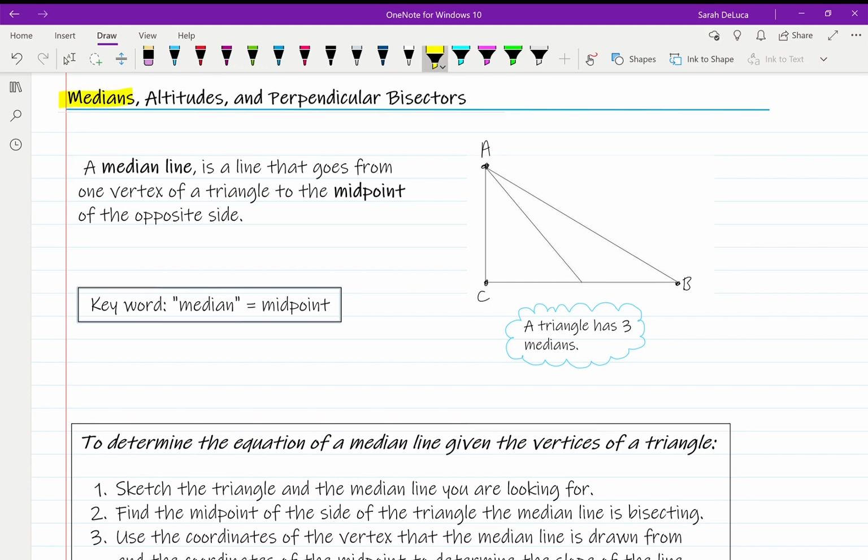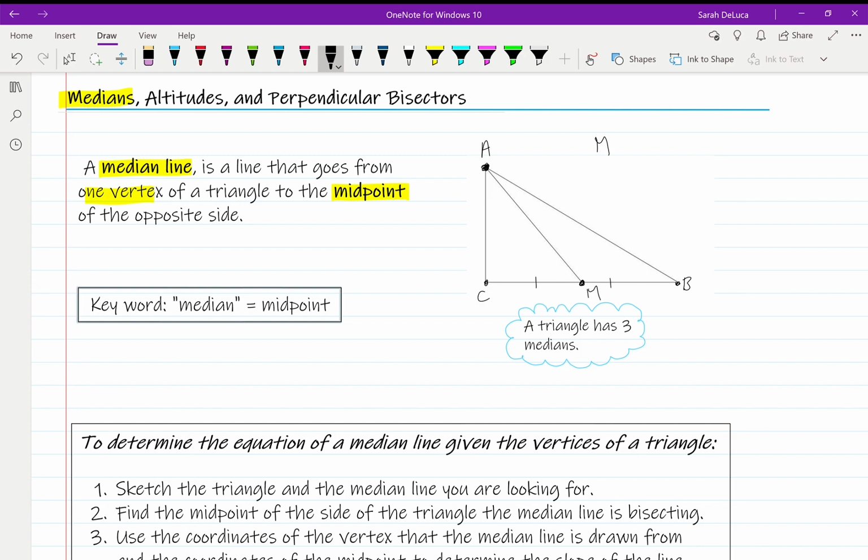A median line is a line that goes from one vertex of a triangle to the midpoint of the opposite side. So here I have triangle ABC, and the median line is drawn from vertex A. It's going to the opposite side, so it's going to that line segment CB. But I'm going to indicate here that it's hitting the middle, or the midpoint, of CB. And to indicate that, that point actually cuts this in half. So that's showing that that's in the middle.